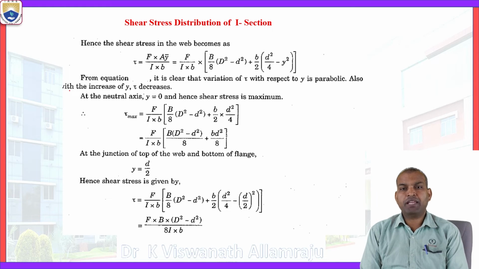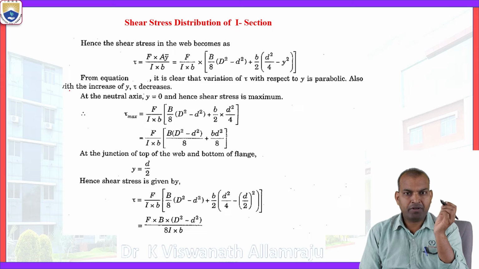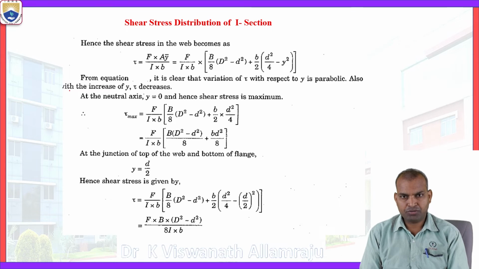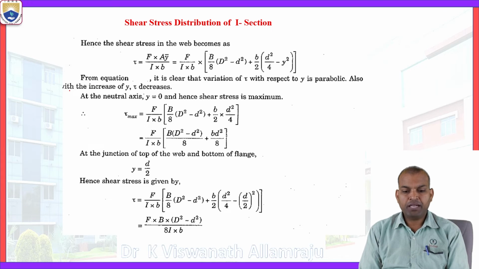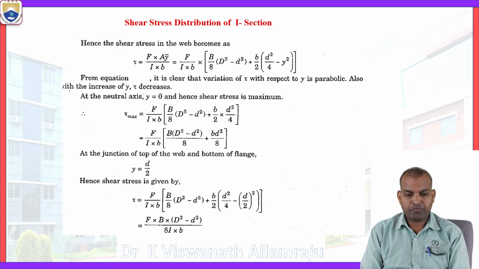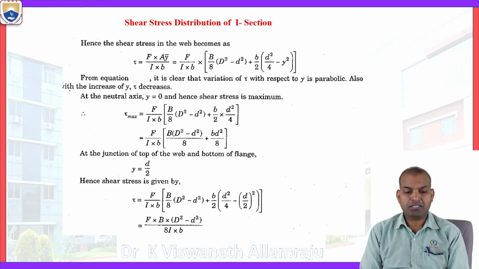So the shear stress varies with the square of y. That means it is varying parabolically, a non-linear, quadratic function. So the variation of the shear stress in the web portion, and the flange area also, the shaded area also, is parabolic. Now, if y equal to 0, what is the shear stress? As y increases, the shear stress decreases, and as y decreases, the shear stress increases.